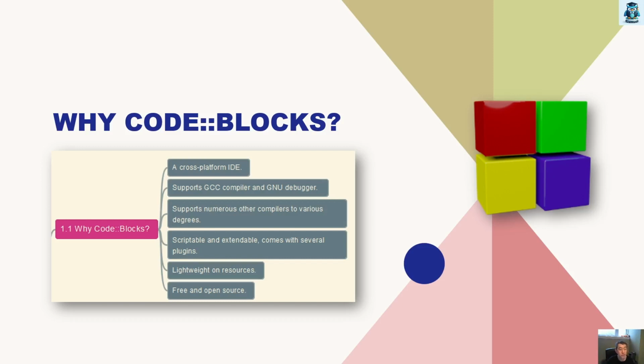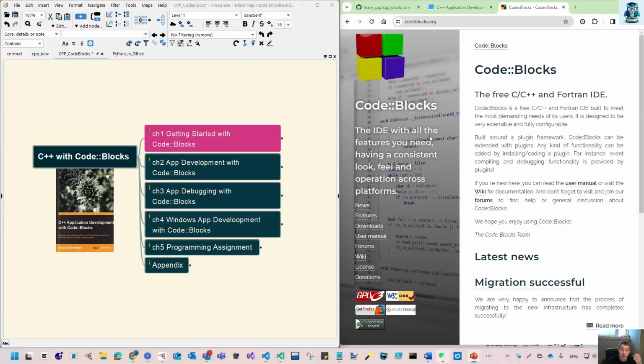I will also introduce how to join the Code::Blocks forum so that you can communicate with others. Next, Code::Blocks is lightweight, and last but not least, it is free and open source. That's also a big advantage, so that you don't need to pay or get a commercial license for learning C++. So those are the primary features I hope you can get from Code::Blocks.